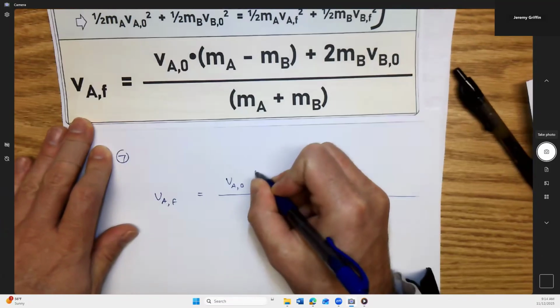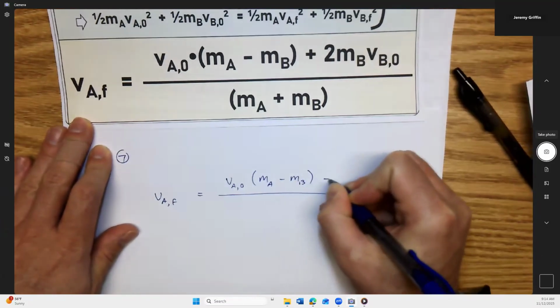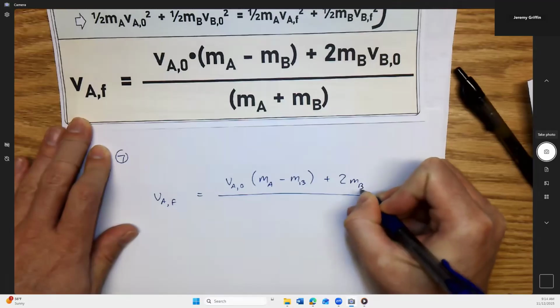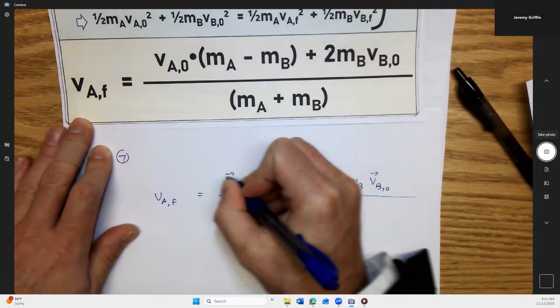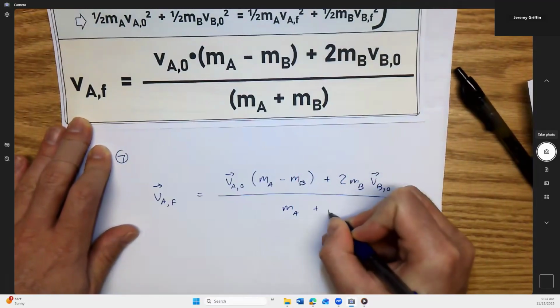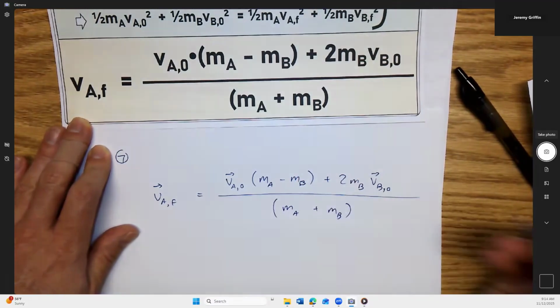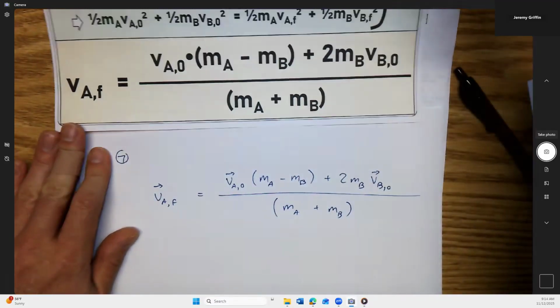Velocity A initial times the difference in masses, plus 2 mass B velocity B initial, all divided by the sum of masses. Okay, so that's always for perfectly elastic collisions like that.